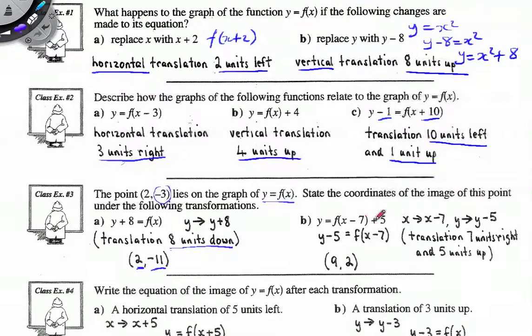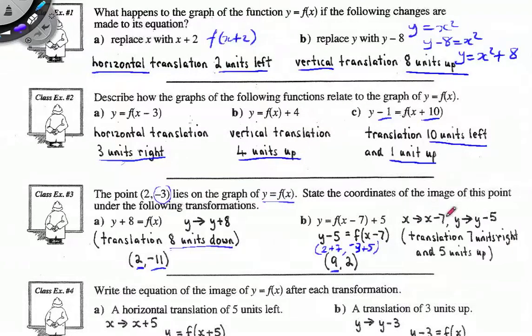Okay, what's happening here? Two things. The x has been affected. That looks like a move to the right by 7. So that means x's will increase their value by 7 if they're moving to the right. So 2 plus 7 is 9. I'll just put 2 plus 7, comma, and then we're moving up by 5. So we take the negative 3 and move up by 5. So we're adding 5, and it becomes a value of 2.